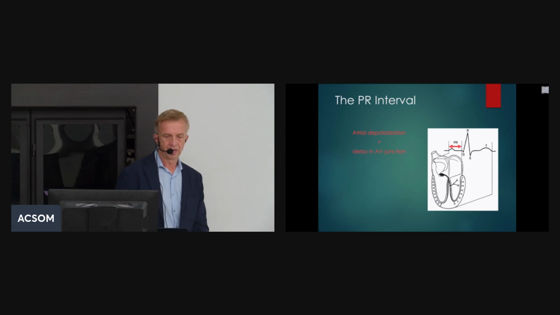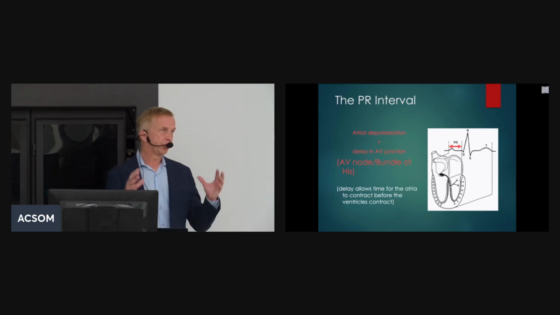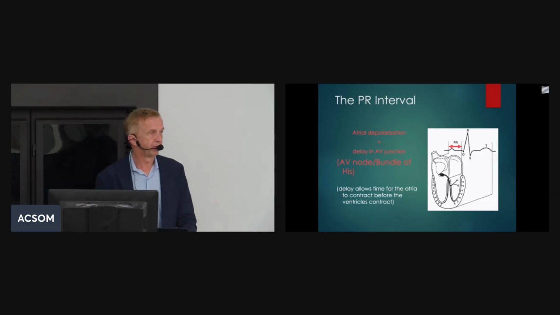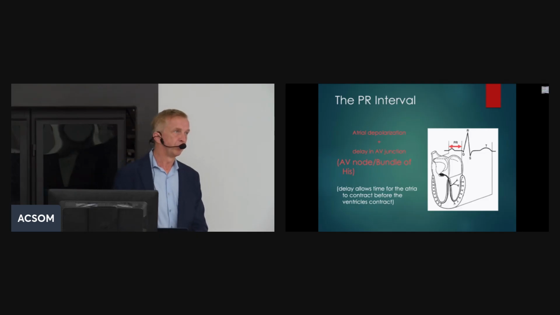One more time: atrial depolarization and delay in the AV node is reflected by the PR segment. Now this delay allows the atria to contract before the ventricles. So the contraction of the atrium during the normal cardiac cycle causes more blood to be pushed into the left and right ventricle before ventricular systole. So this delay in the AV node allows the atria to contract first, and then the second part is the contraction of the ventricles after the ventricular depolarization.